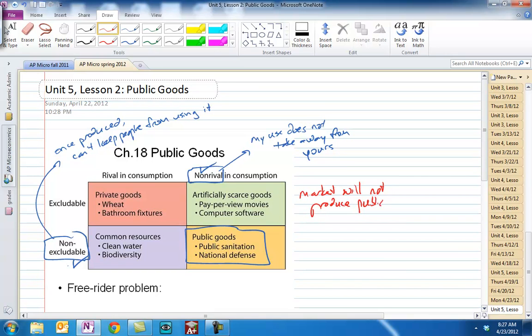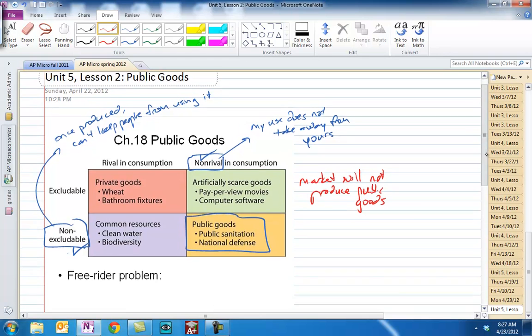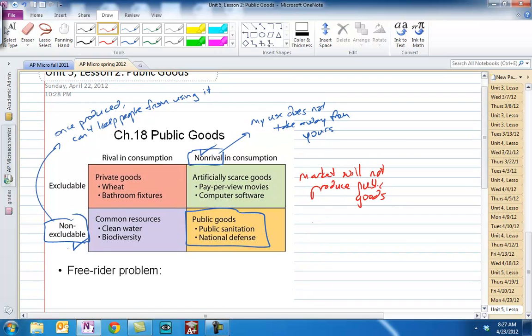So think about why that might be. Hopefully it's fairly obvious. Why wouldn't the market produce these things if we left them to the market? If the government did not provide them, would they be provided? And the answer is no. From the sidewalk idea, there's two reasons why this is the case.